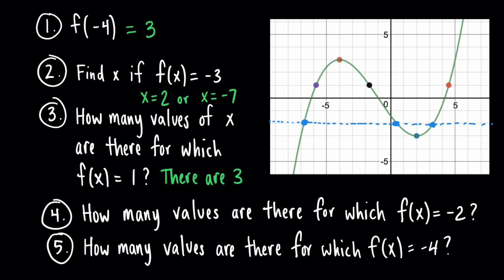Again, I'm not exactly sure what the x values are that match with those. This one would be probably about right there. This one is probably about right there. And then this last one is probably about right here. I don't know exactly what they are, but it's not asking what they are. It's just asking how many there are. So again, we're not sure what they are, but we'll say there are 3.